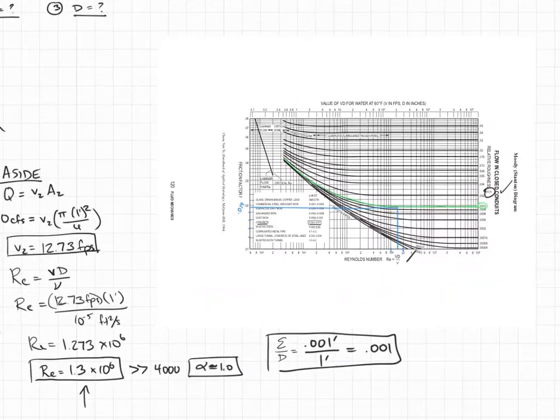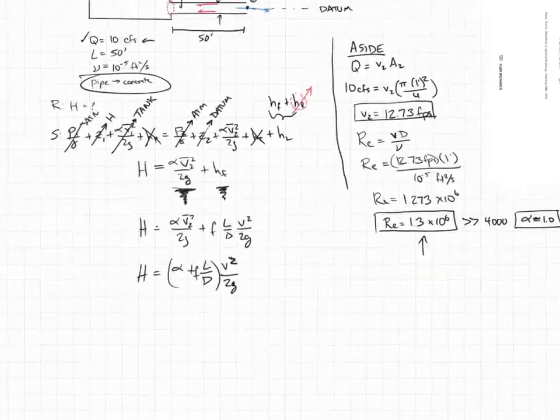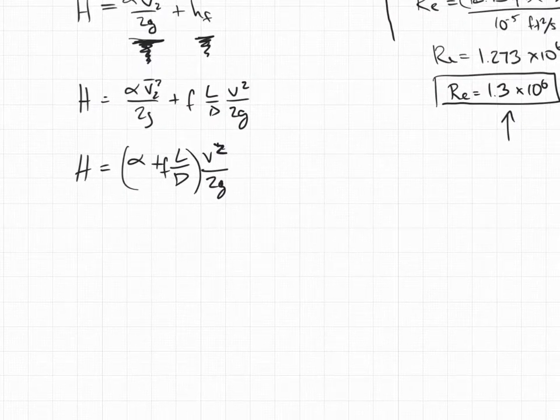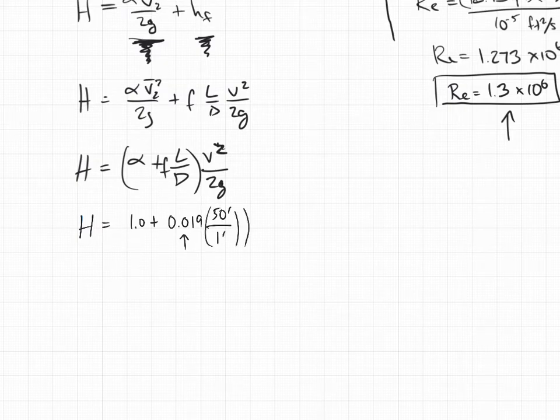Okay, so what we'll do is we'll zoom out and take that number and use it. We'll go right down here and I'll say H. Oh, I don't want to use blue. H equals 1.0 plus 0.019. Be very careful with this 0 right here. It's the most common error, people forget to write it there. You'll see I'll probably forget to write it there as well. It happens. Okay, 50 feet over the diameter, which is 1 foot. V squared, 12.73 feet per second squared over 2 times 32.2 feet per second squared. Okay, so we plug all that in.